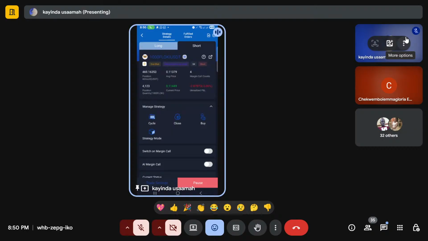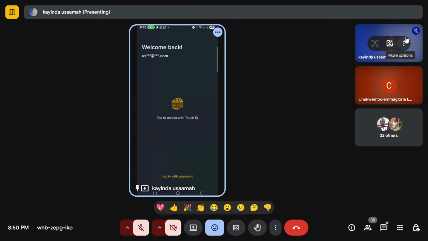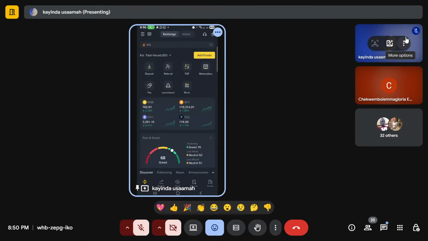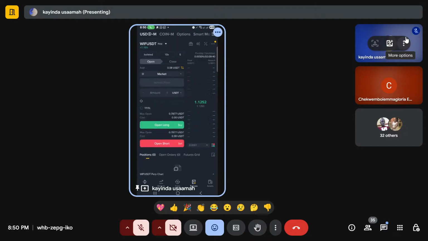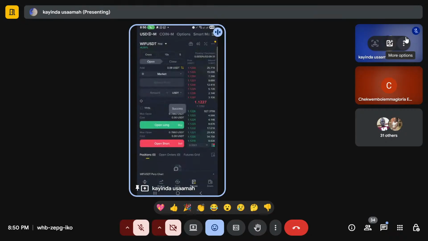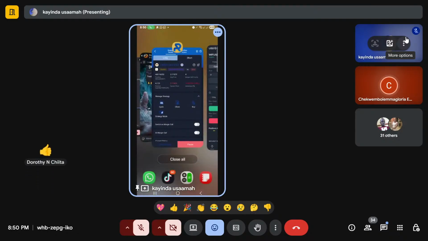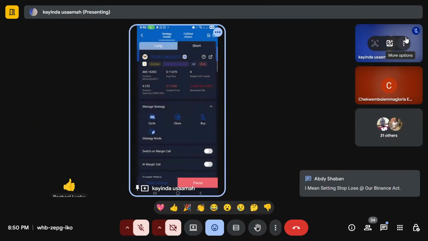In the settings, where do I find cross and isolated? With that, you have to go to Binance. Then you tap on futures. For example, you're trading with this coin, you tap here. You see the word isolated, you can change it to cross or isolated. That one, you do it from Binance.